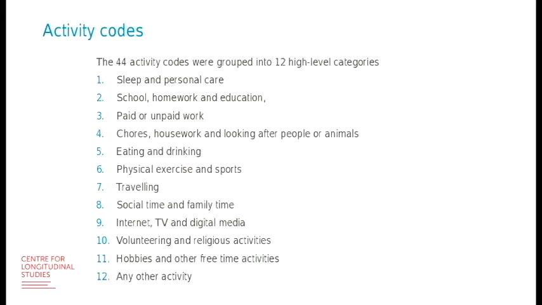So just to give you the high-level categories that were included as part of the time use diary. As mentioned, there were 45 codes in total, and they were grouped into these 12 high-level categories that you can see there on your screen. So I'll just give you a moment to look through those.